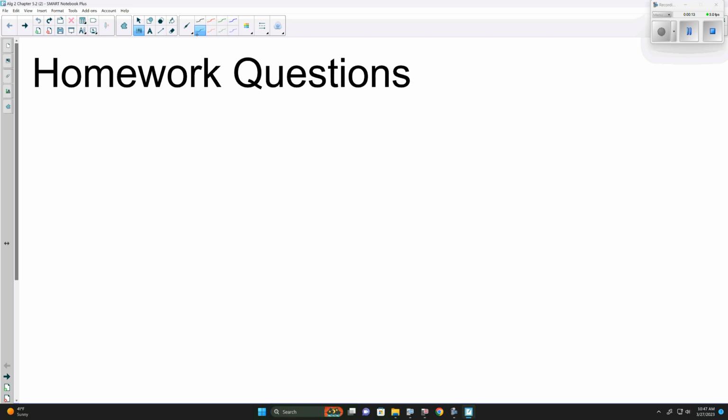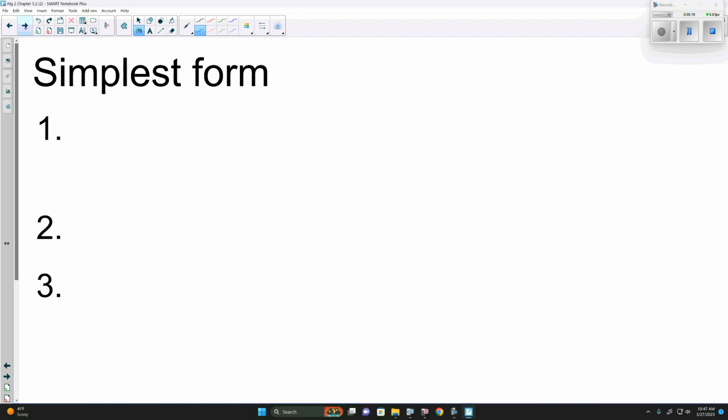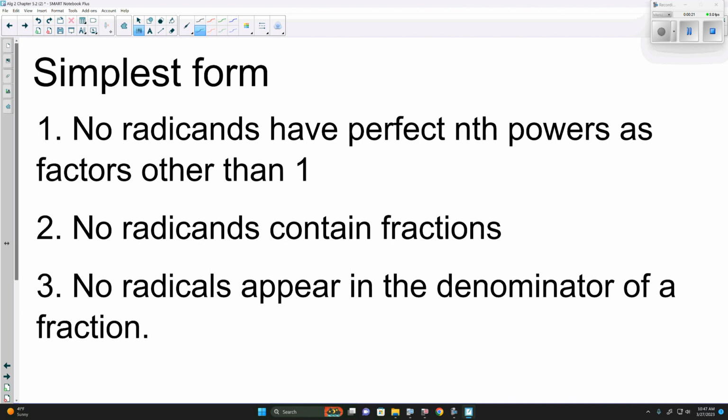Now, what we're doing today is very similar to what we did on Thursday. Simplest form: no radicals can have perfect nth powers as factors other than 1. No radicands can contain fractions, and no radicals can appear in the bottom of a fraction. So we need to simplify them as far as we can.